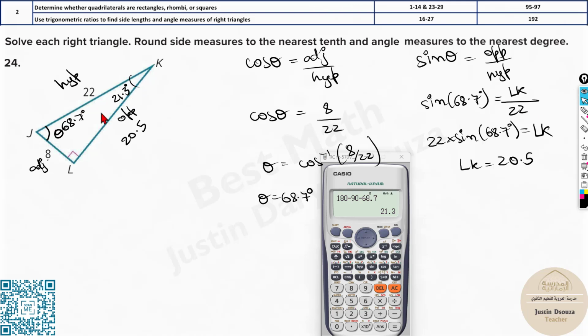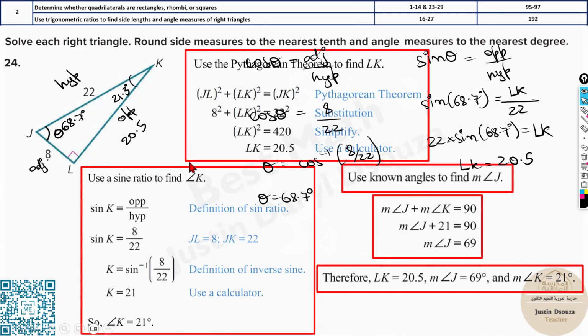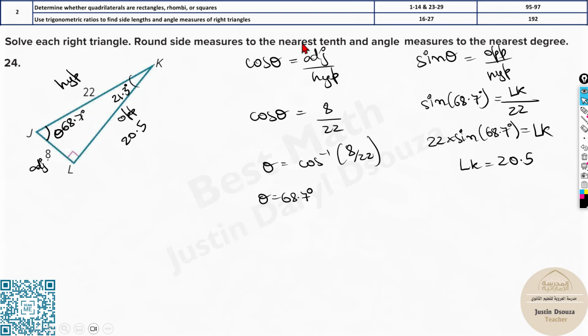So this is how we solve each part of the right angle triangle. So you can see LK is 20.5. Now this one over here is 69. Really, we have to round it off to the nearest tenth. Oh, I'm so sorry, I didn't read the question. Look here. Guys, round the side measures to the nearest tenth. That means all the sides we do to the nearest tenth. And the angle measures to the nearest degree. This means we have to take the entire degree. Theta is how much? 69. Make it to the next degree.